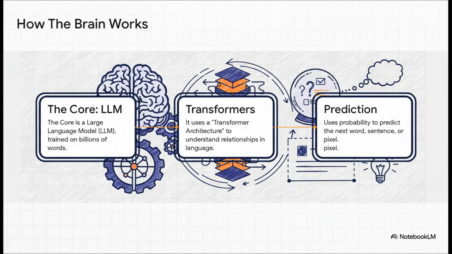So, how does this brain actually work? Well, it all starts with what's called a large language model, or LLM for short. It's been trained on a library of text and images that's almost too big to imagine. It uses this special thing called a transformer architecture to understand context and relationships, so it gets that king goes with queen, just like man goes with woman. From there, it's all a game of probability. It just keeps predicting the most likely next word or the most likely next pixel over and over again. And that's how it builds something that feels so creative and human.